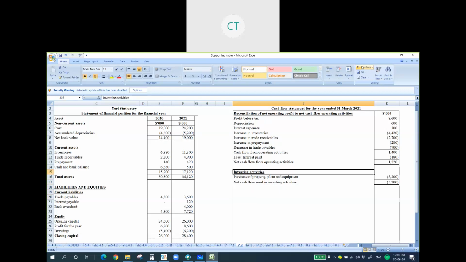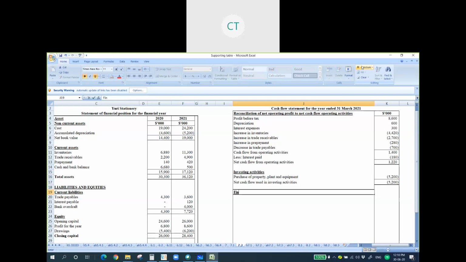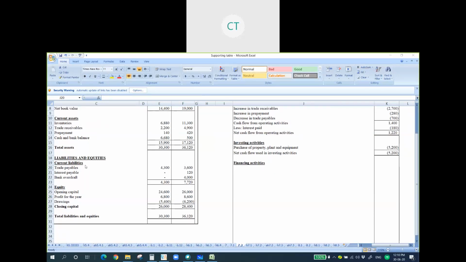All right, next item, financing activities. In the financing activity, we will show the movement of your capital and also whether you withdraw any money from the company. So let's take a look. We don't have any long-term borrowing, right? We don't have any non-current liability. So we can skip the non-current liability section. We look at the equity.